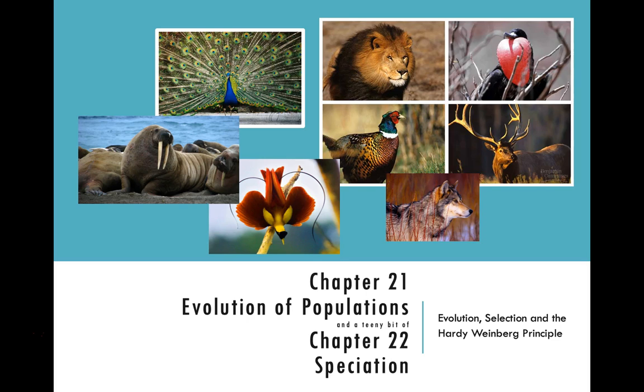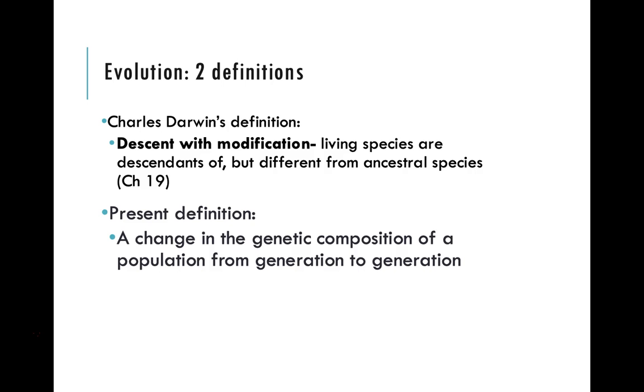So we'll do just a little bit of 22 as sort of an end cap on the final step in evolution, which is the production of a new species. So in this chapter, we're going to talk about essentially microevolution, which is how a population changes over time.